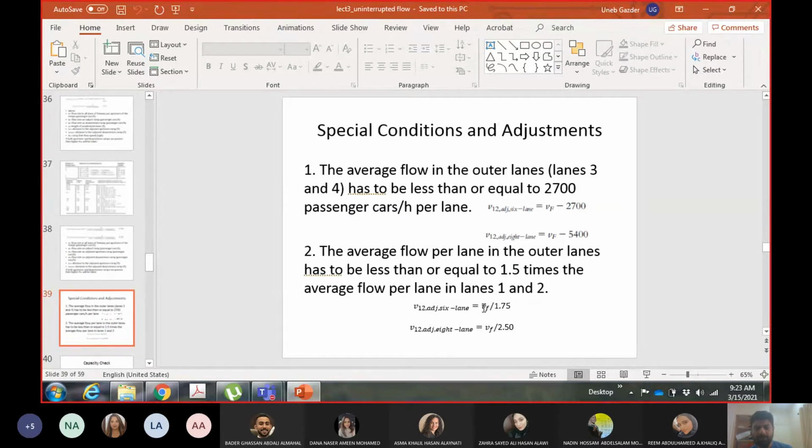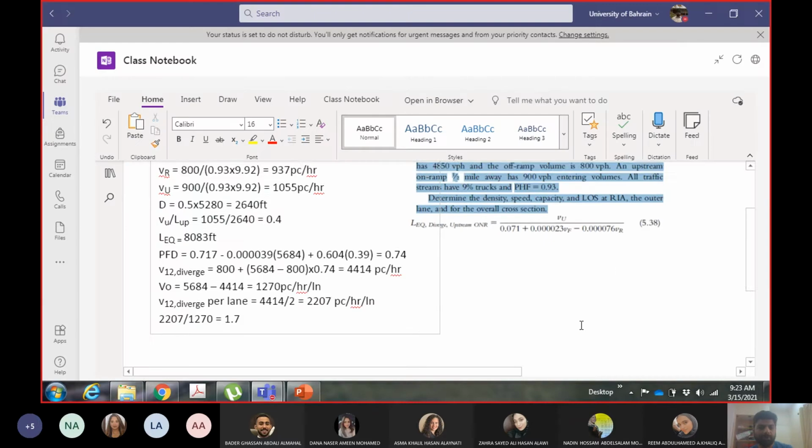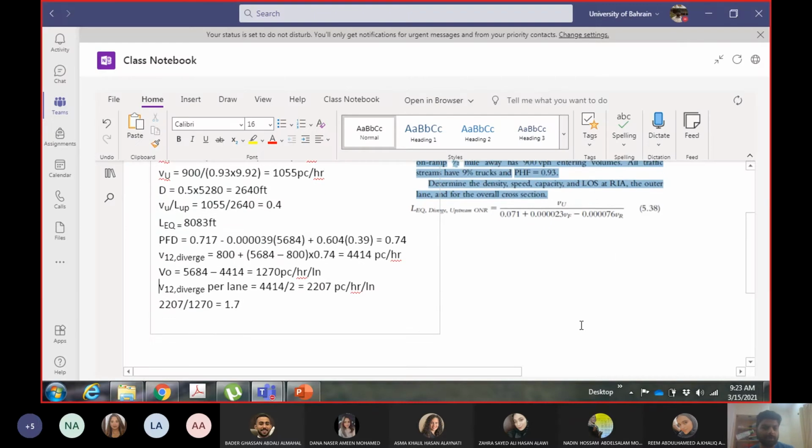Okay, so it will be VF upon 1.75, because the ratio should have been 1.5 or less. So if it is not, obviously I will adjust it. So VF upon 1.75 will give me the actual flow in the adjacent lanes. Okay, so we will call it adjusted flow.